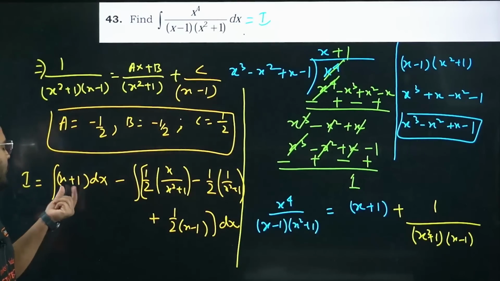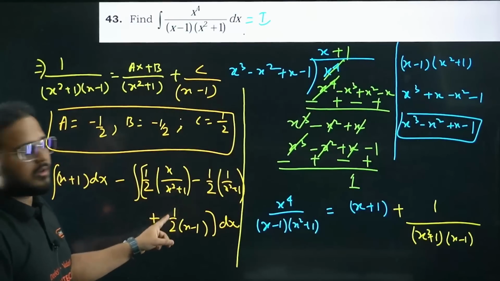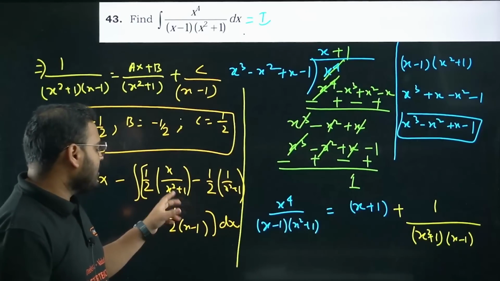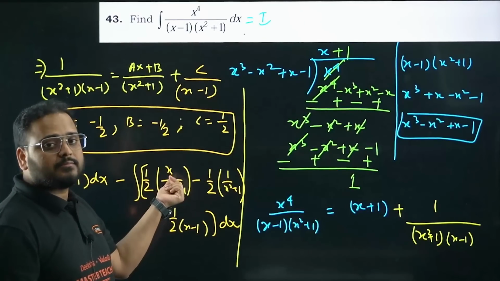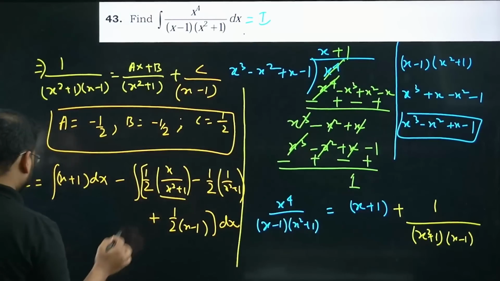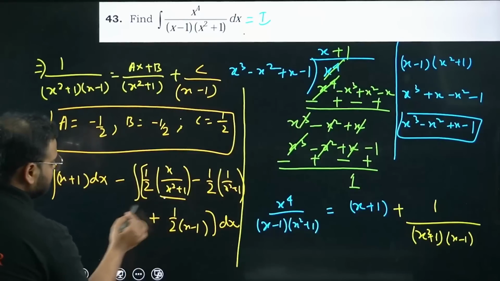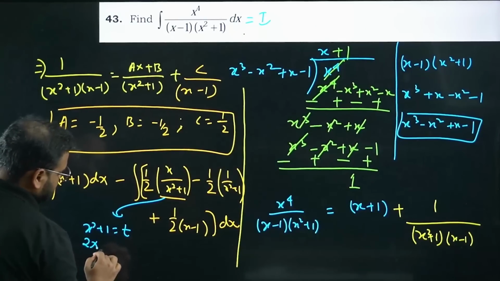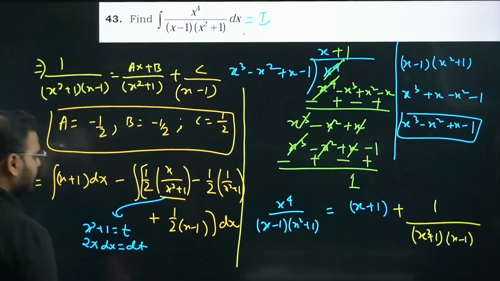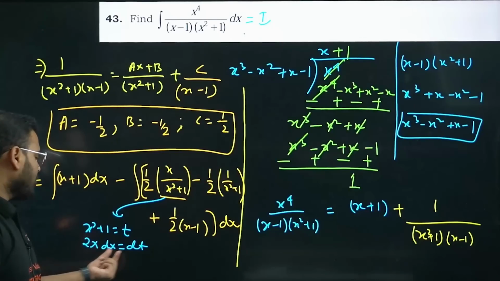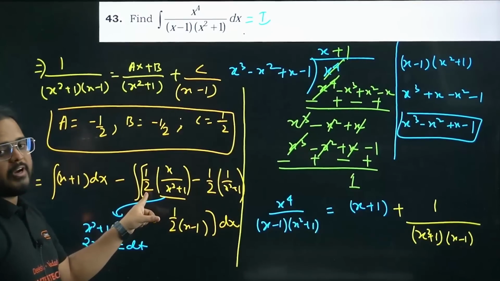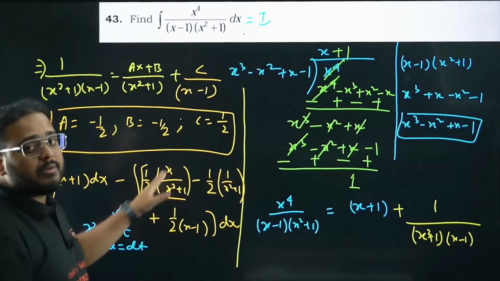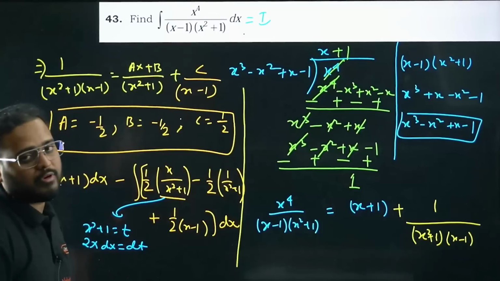What are you going to get? This simple polynomial gives x square by 2 plus x. You can take x square plus 1 as t, and it will become a log. If you take x square plus 1 as t, what is the derivative? 2x dx equals dt. So I can write x dx equals dt by 2, and with the existing factor it will become dt by 4, and with 1 by t it will become log t by 4. So basically log of (x square plus 1) by 4 is the result of this.